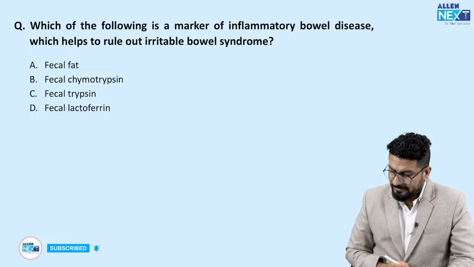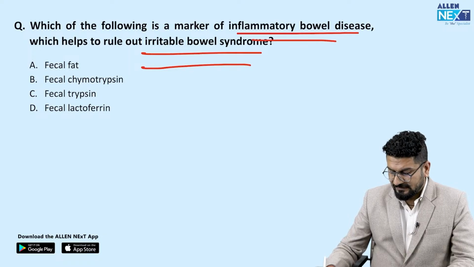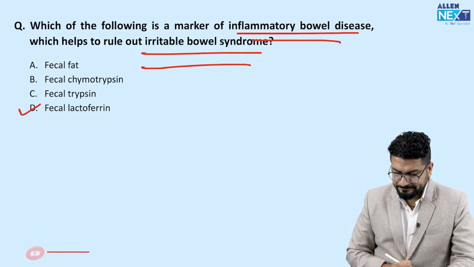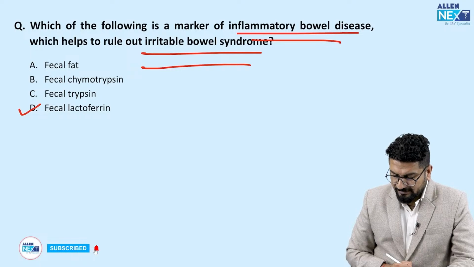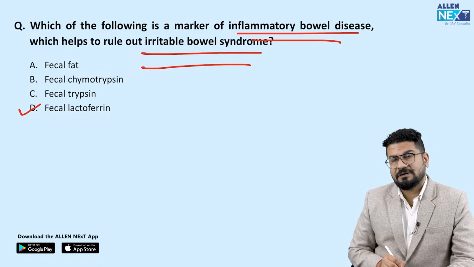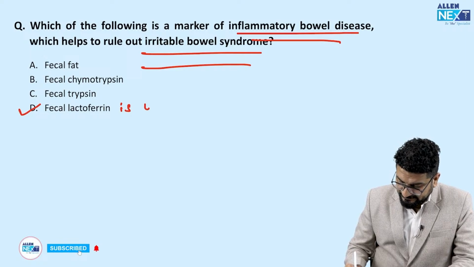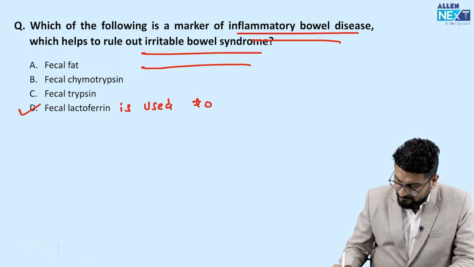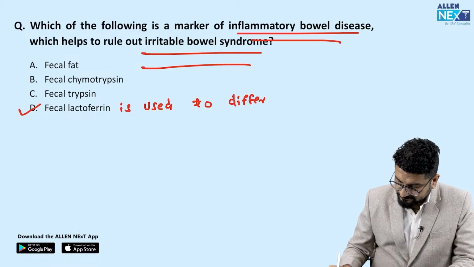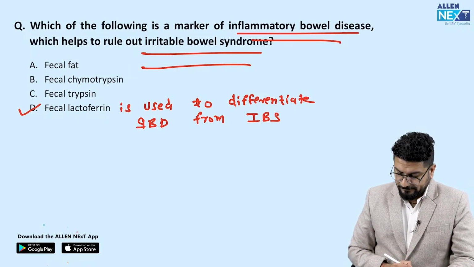Following is a marker of inflammatory bowel disease which helps to rule out irritable bowel syndrome. So how can we differentiate? We can differentiate this with the help of fecal lactoferrin. Fecal fat, fecal chymotrypsin, fecal trypsin are used for malabsorption syndrome. But remember, fecal lactoferrin is the one that is used to differentiate IBD from IBS, irritable bowel syndrome.